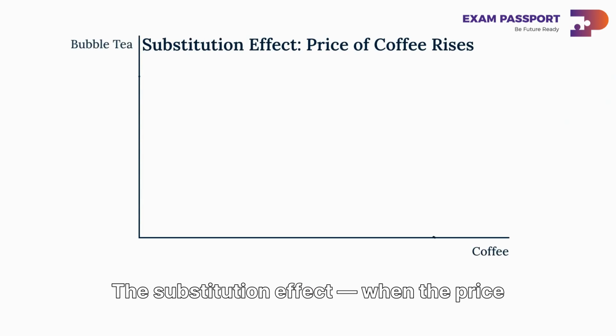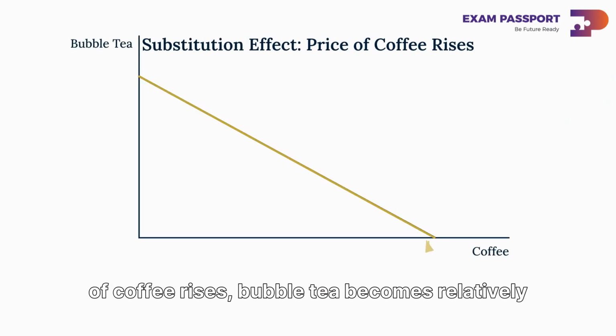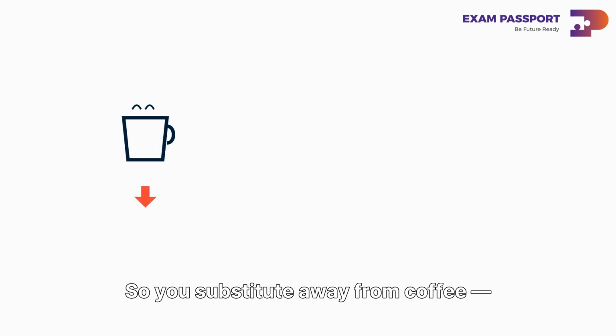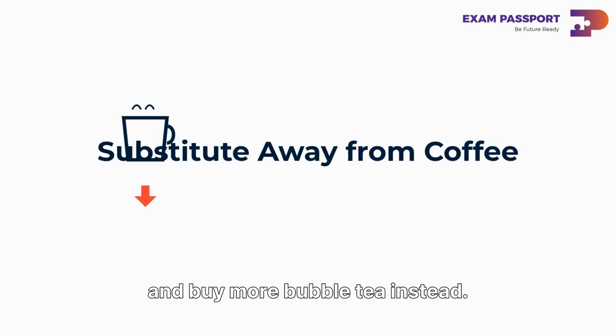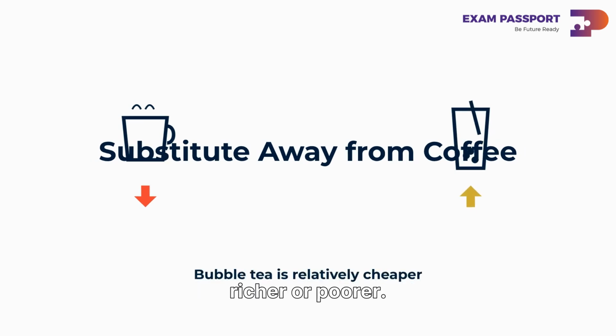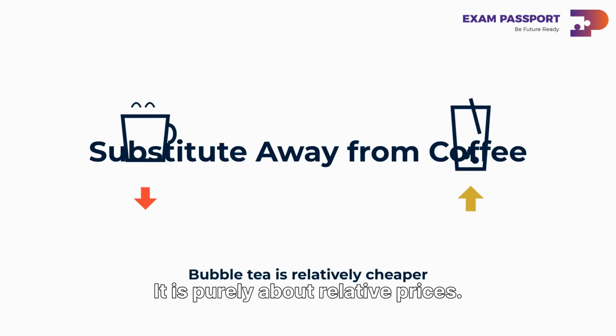The substitution effect: when the price of coffee rises, bubble tea becomes relatively cheaper, so you substitute away from coffee and buy more bubble tea instead. This happens regardless of whether you feel richer or poorer. It is purely about relative prices.